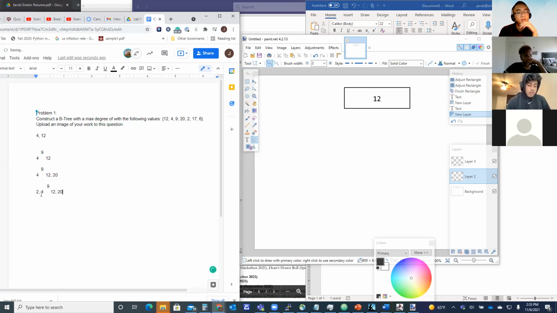So we have 4 now. And then after we add 17, it's going to go over here, but then it has to propagate up since it would make this m equals 4. So it would be like this. And then we'd add 6. 6 would go over here, except it's too large, so we send 4 upward.